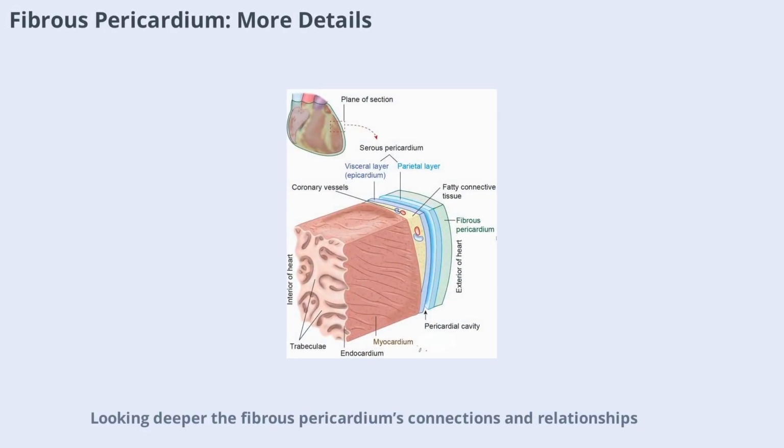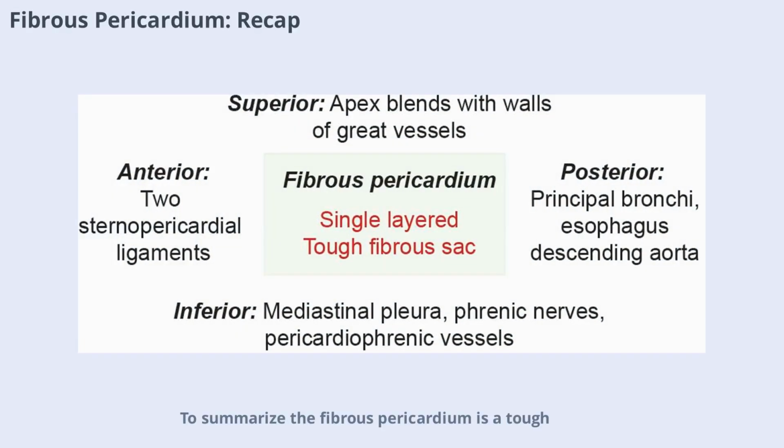Looking deeper, the fibrous pericardium's connections and relationships with surrounding structures become even more apparent. Its robust design ensures that the heart remains securely positioned while still allowing for the necessary movement during each heartbeat. This balance of stability and flexibility is essential for healthy cardiac function. To summarize, the fibrous pericardium is a tough, cone-shaped sac that not only protects the heart but also keeps it anchored within the chest. Its connections to the sternum and other thoracic structures are crucial for maintaining the heart's position and ensuring its optimal function.